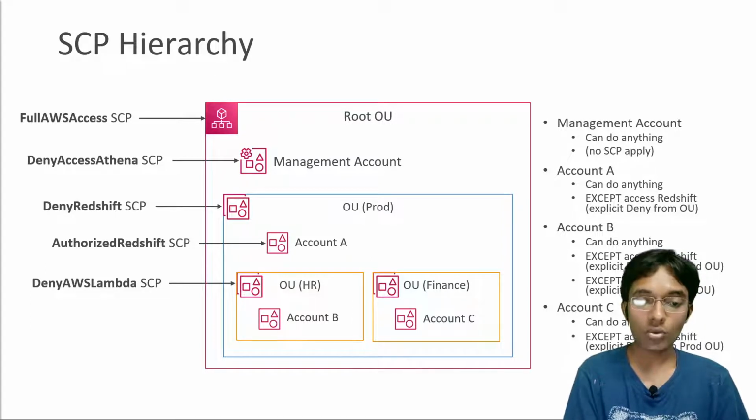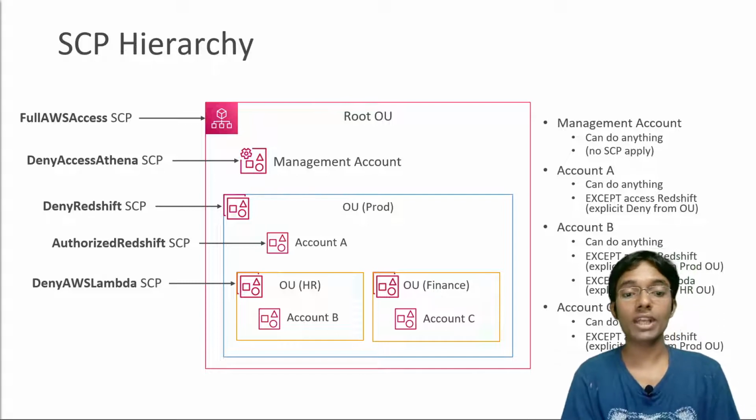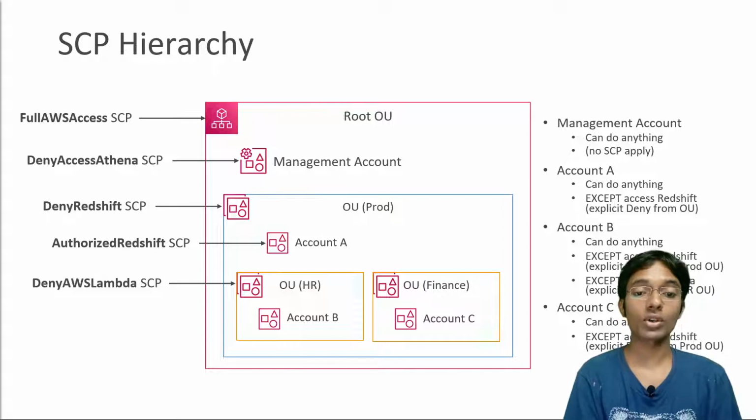Now for account A, what happens? So let's have a look. Account A can do anything. Account A can also do anything. Just a second, let me see if everything is correct or not. So yes, account A can do anything because it inherits the top level service control policies.